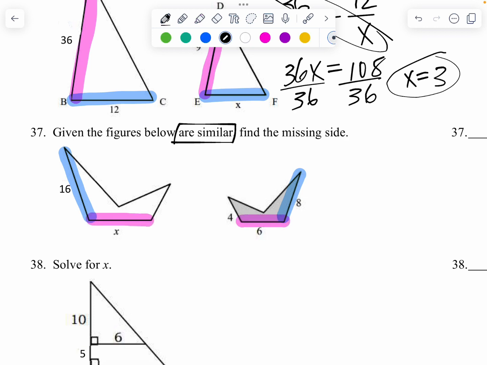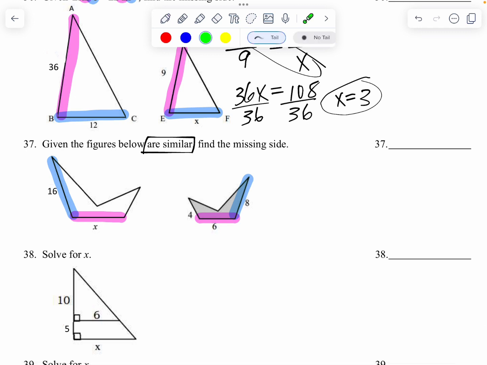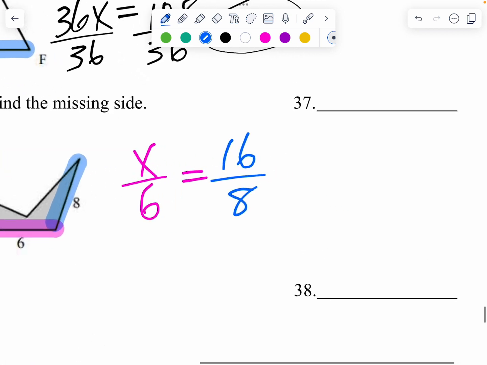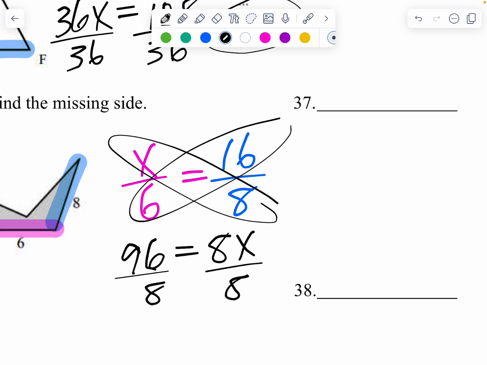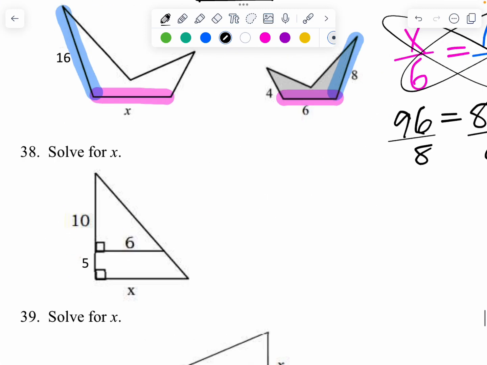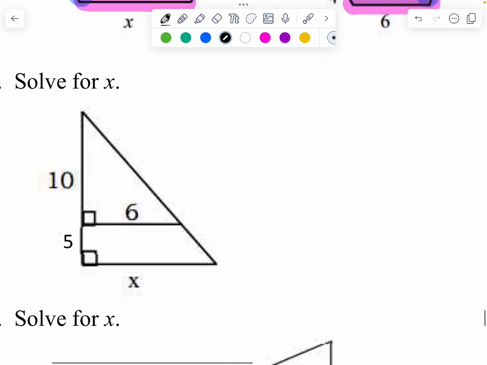So again, they're telling us they're similar. That means I can set up some fractions. So I'm going to put x and 6 together as a fraction, x over 6. And then I'm going to do my blue sides, which are 16 and 8, and then I can cross multiply. Okay, when I do this, I get, I believe, 96, and when I do this, I get 8x, and when you divide both sides by 8, you get x equals 12. Super.